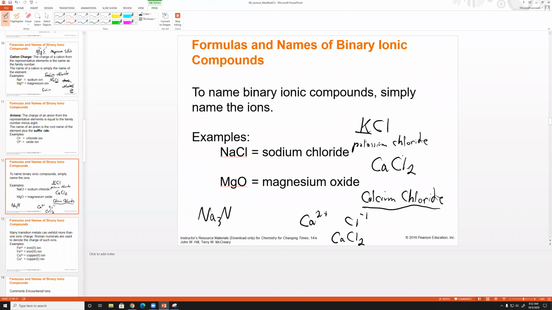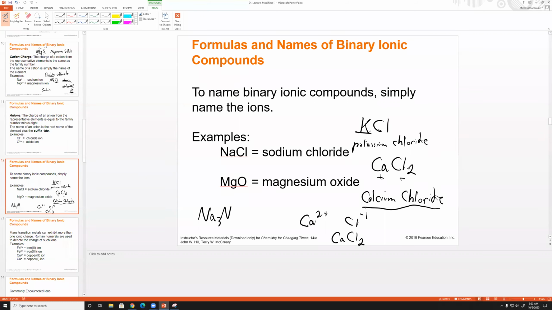This is where a little bit of math comes into play. Once you go from the name to the formula, it's important to know the math, that the positives cancel out with the negatives. They have to in ionic bonds. So any questions on that concept? We'll do more. Okay. What about the next one?